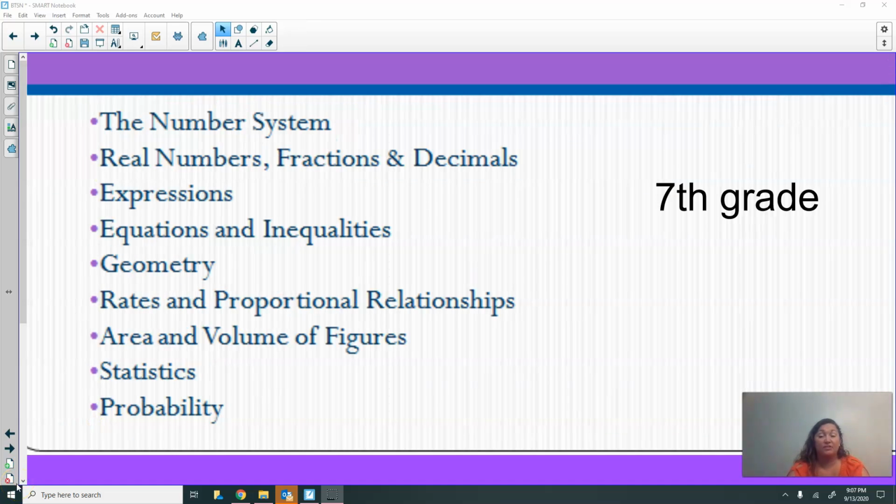Other students will follow the 7th grade curriculum. And in this class, we will start out the year with the number system and then do real numbers, fractions, and decimals. And this involves a lot of integers. We talk about writing and evaluating expressions, get into equations and inequalities. Again, this involves integers. We have a geometry unit. We talk about rates and proportions. We get into a little bit of geometry with area and volume. We sort of end the year with statistics and probability. So these are the units we will follow for those that follow the 7th grade curriculum.